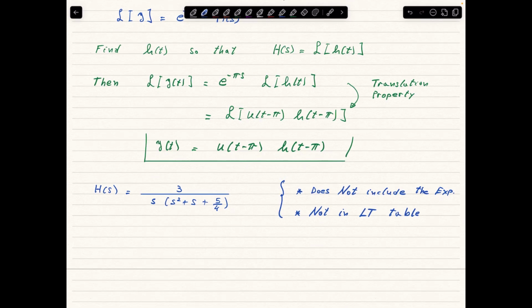Okay, but then what do we do to try to find little h? Recall that the only thing we are doing is trying to find little h such that the Laplace transform is this. Well, we do partial fractions. When we have something that is not in the Laplace transform table and is a product of two polynomials in the denominator, we use partial fractions. So let's write that down. We are going to use partial fractions.